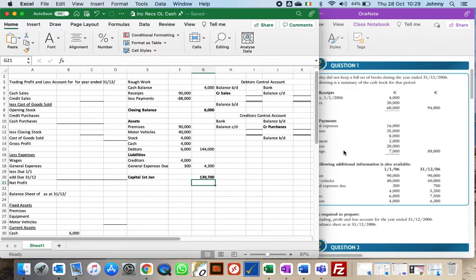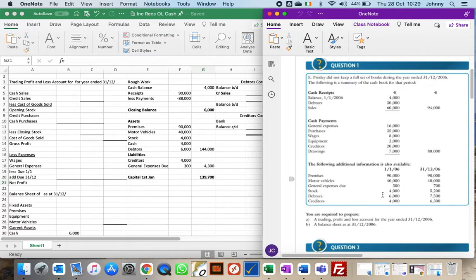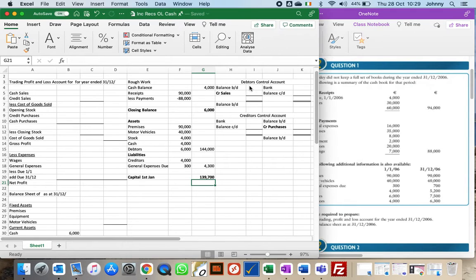We start off with our debtors at the beginning and our debtors at the end. Opening debtors is 6,000. Our closing debtors is 7,500. Our creditors then, our opening creditors is 4,000 and closing is 6,300.